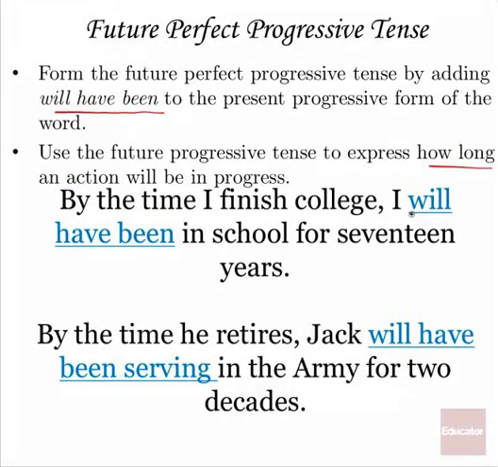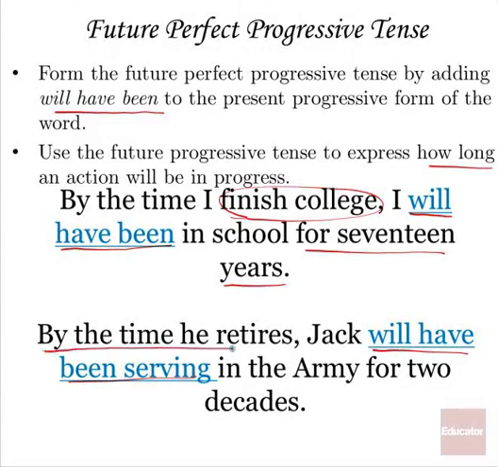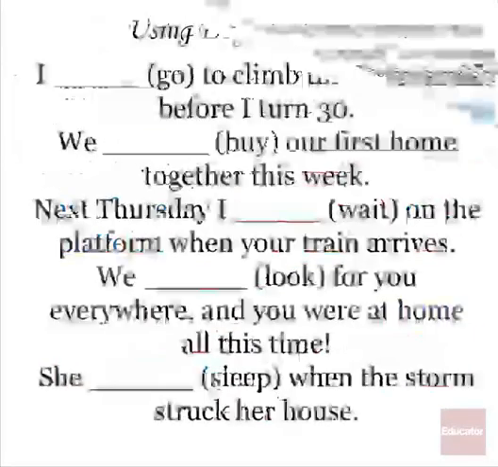By the time I finish college, I will have been in school for 17 years. Again, finishing college is presumably a future event as of the time this person is speaking, and will have been is used to tell you just how long someone has been in school, for 17 years. By the time he retires, Jack will have been serving in the Army for 2 decades. Again, your clue here was by the time he retires, so we're talking about the future, and for 2 decades. We're talking about a stretch of time, so we use the future perfect progressive.